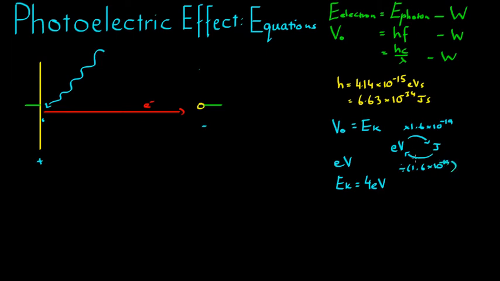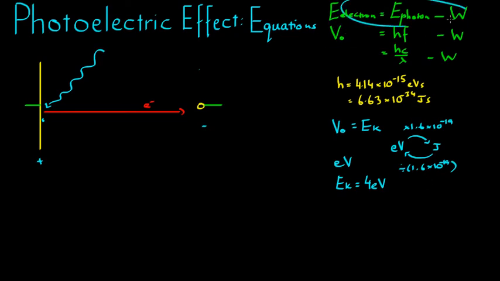So electron volts to joules, multiply by 1.6 times 10 to the negative 19, and joules to electron volts, divide by 1.6 times 10 to the negative 19. So that's how we describe the energy of the electron.